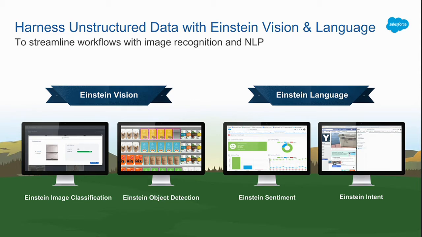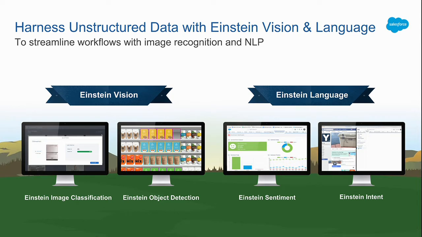Einstein Object Detection is a little more advanced computer vision functionality, and what it does is it allows you to define the objects that you want your model to understand, and it's then able to tell you where in the image those objects are, what their relative size is, and you can even do things such as counting the number of objects.